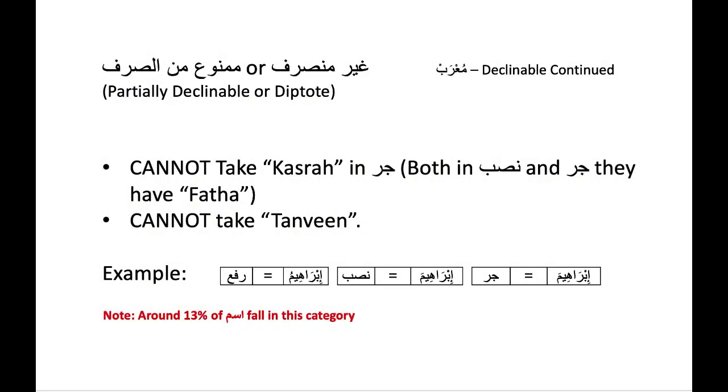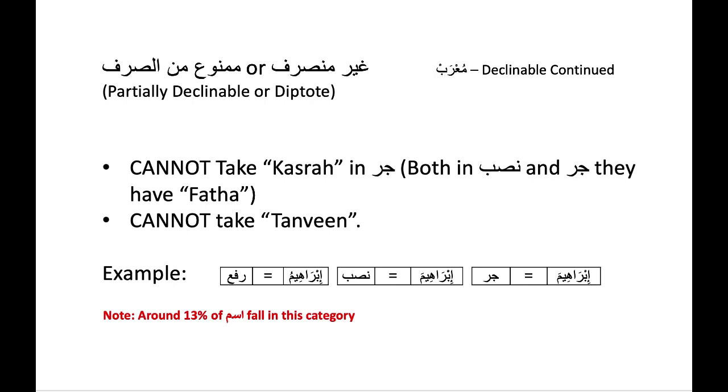Let's look at ghayru munsarif or mamnoon min as-sarf. This is also called partially declinable or diptoed. There are some mu'rab isms that are declinable in the sense that the haraka of their last letter does change with the change of their status, but first, they don't take tanween or kasra. So basically, they look the same both in their nasab and jar status. That is, they have fatha even when they are in jar status.